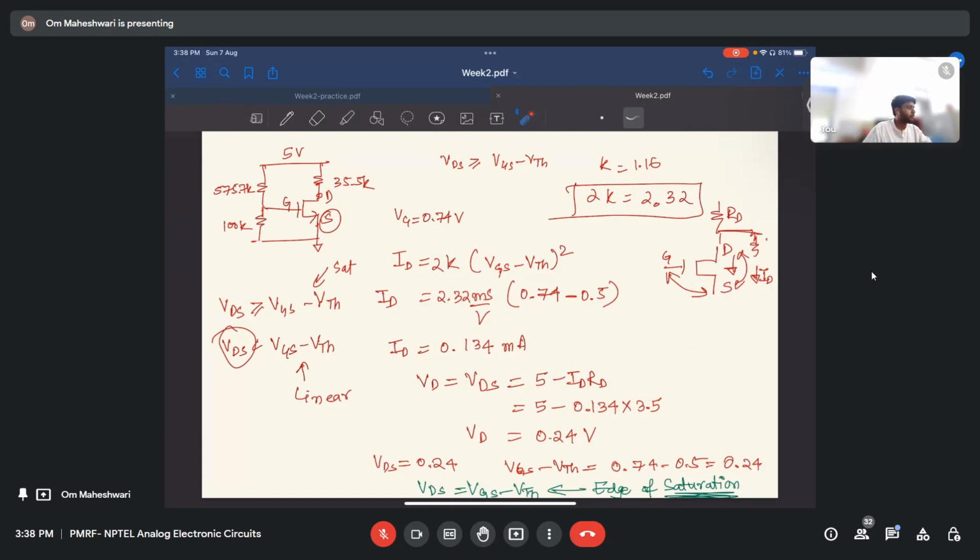But we can use the same current formula, ID equal to K into VGS minus VT the whole square. This won't change, only the value of VD will change. So basically, ID would be the current which flows from VDD. That remains the same, and it will split into I1 and I2. So ID is equal to I1 plus I2. Okay, got it, thanks.